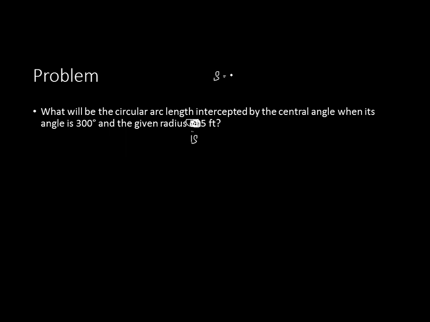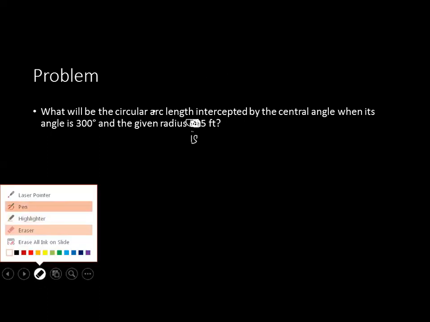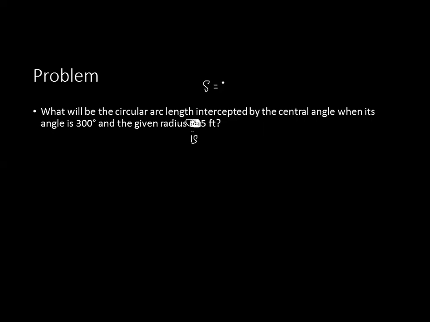All you need to do is just substitute the given in this formula: S is equal to R times theta. R is the radius and theta is the angle. But I told you in our previous discussion that, before anything else, you must remember that the angle should be in radians. However, our angle is in degrees. Therefore, we must convert this angle into radians.